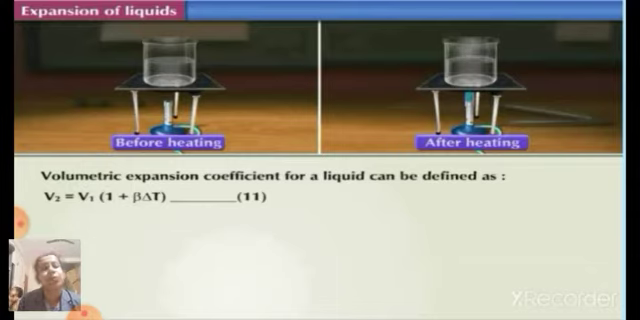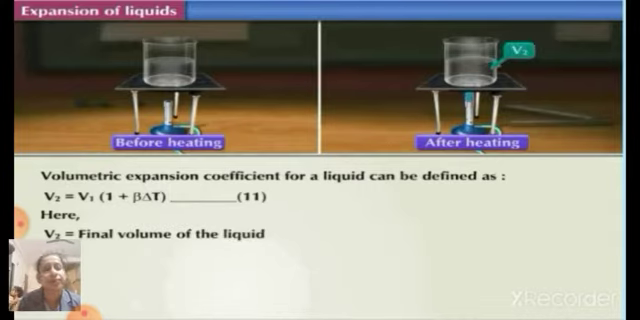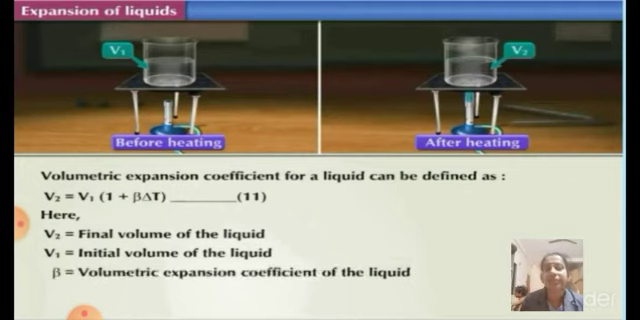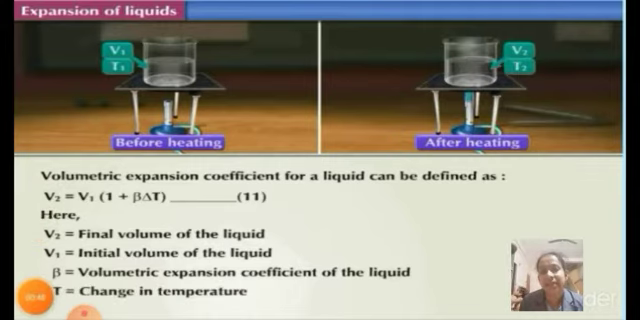V1 into (1 plus beta delta T), which you have already learned previously, even in the volumetric expansion of the solid. The same formula is applied here, where V2 is the final volume of the liquid, whereas V1 is the initial volume of the liquid. Beta is the volumetric expansion coefficient of the liquid, and delta T is the change in the temperature.